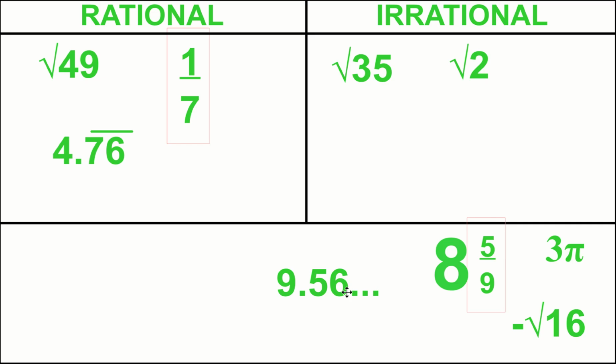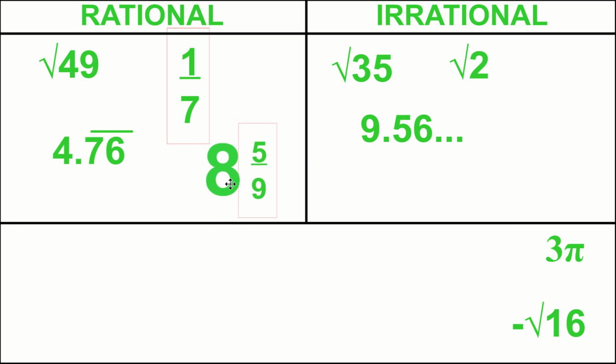9.56 with some dots coming after it. Elena? It is irrational, yes. When it has the dots after it, the dots mean that it keeps going without repeating. Those are going to be irrational. 8 and 5/9, a mixed number. Elena? Rational. Mixed numbers obviously have fractions, and we should be able to put them as improper fractions, make them a fraction.